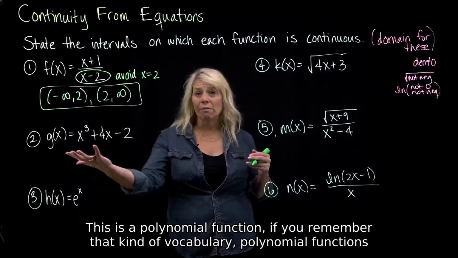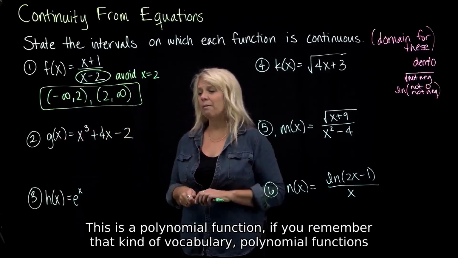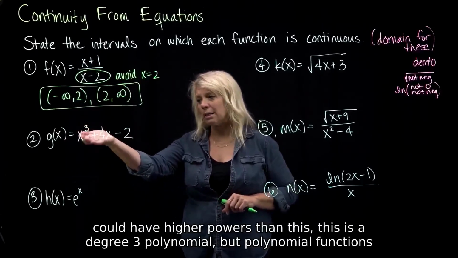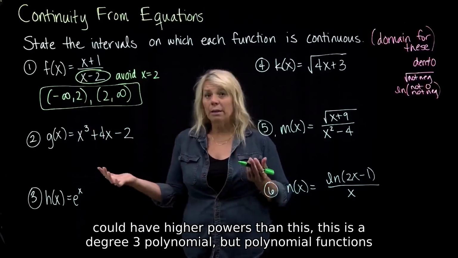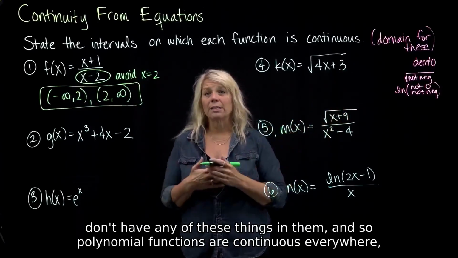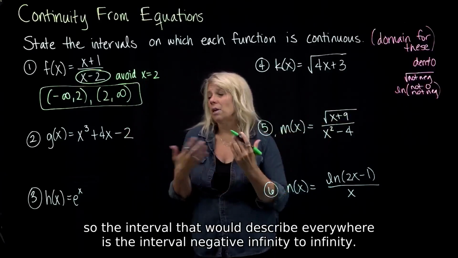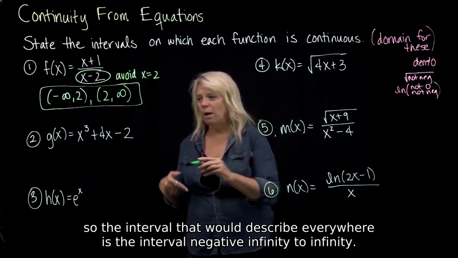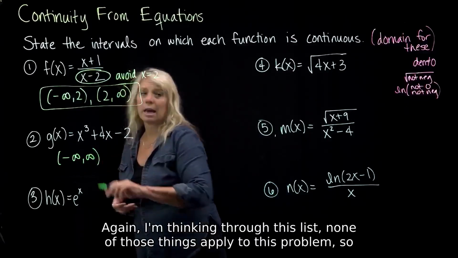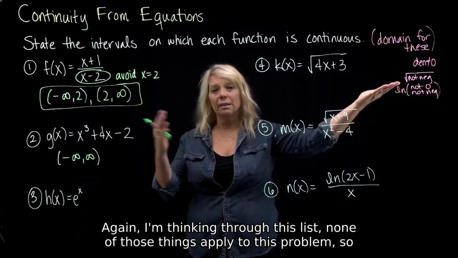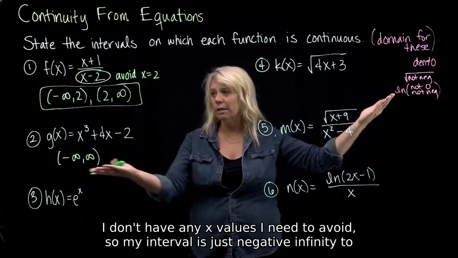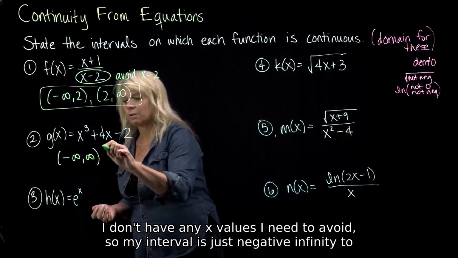This is a polynomial function. If you remember that kind of vocabulary, polynomial functions could have higher powers than this. This is a degree 3 polynomial. But polynomial functions don't have any of these things in them. And so polynomial functions are continuous everywhere. So the interval that would describe everywhere is the interval -infinity to infinity. Again, I'm thinking through this list. None of those things apply to this problem, so I don't have any x values I need to avoid, so my interval is just -infinity to infinity.